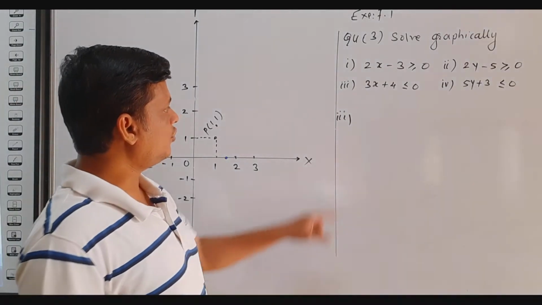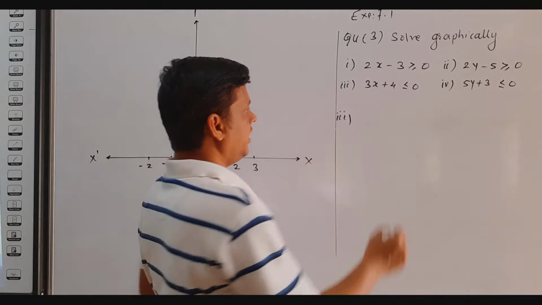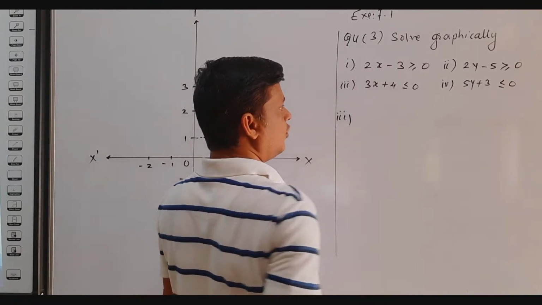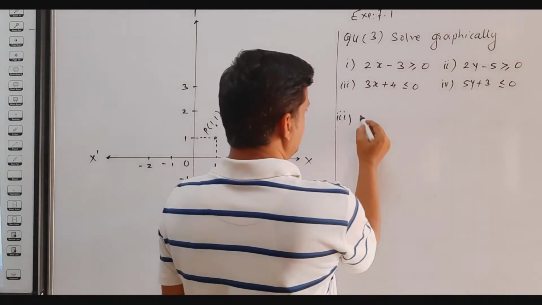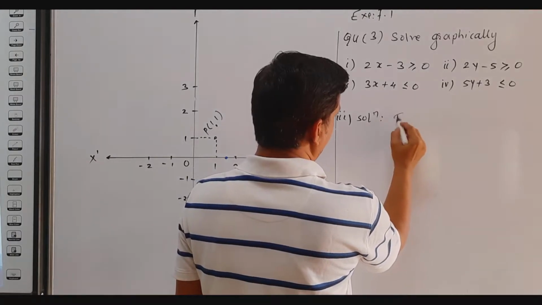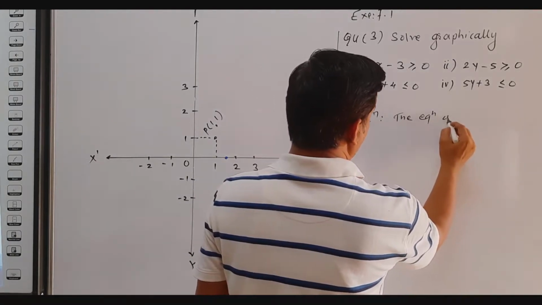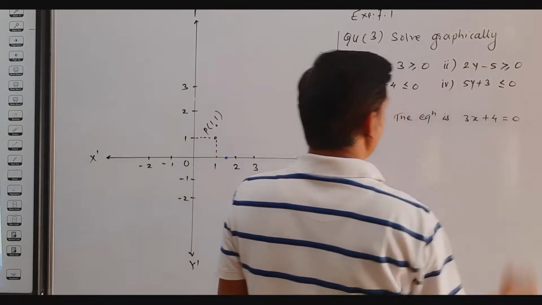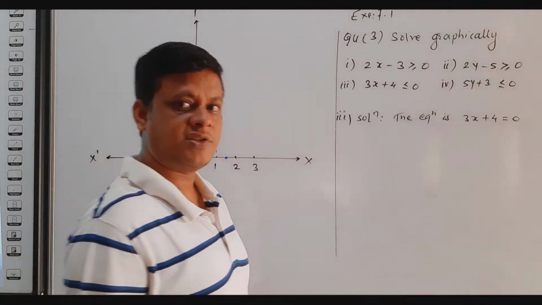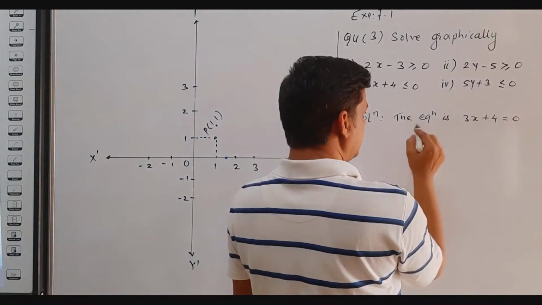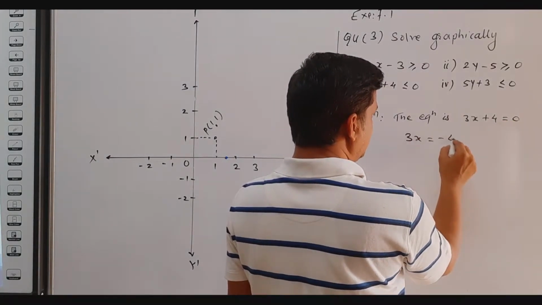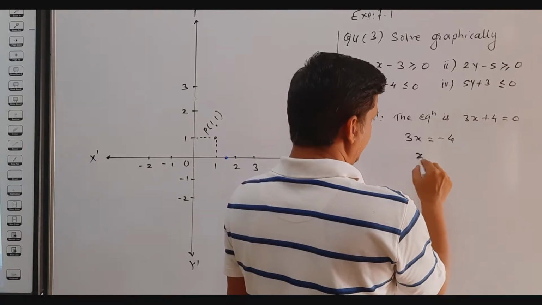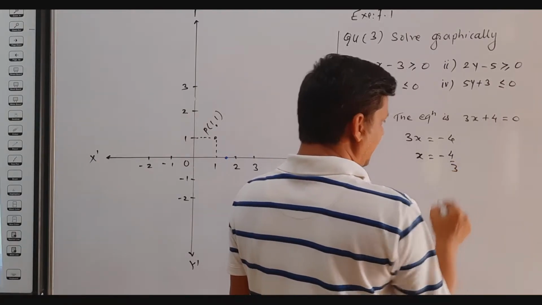Now see sub question third. The inequation is 3x plus 4 less than or equal to 0. So we write here in the solution the equation is 3x plus 4 is equal to 0. So first we simplify this equation. So we get 3x is equal to minus 4. So we write x is equal to minus 4 by 3.